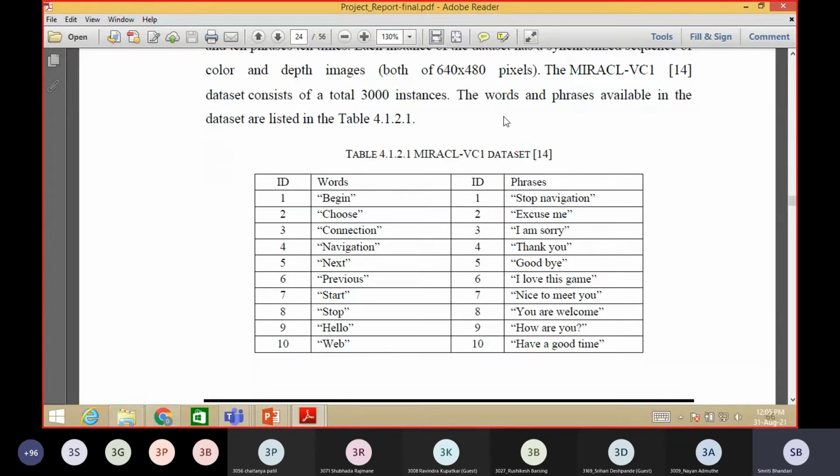So this is a table. This table is also being referred in the text. The words and phrases available in the data set are listed in the table and the table number. So a table with its table number is also referred.